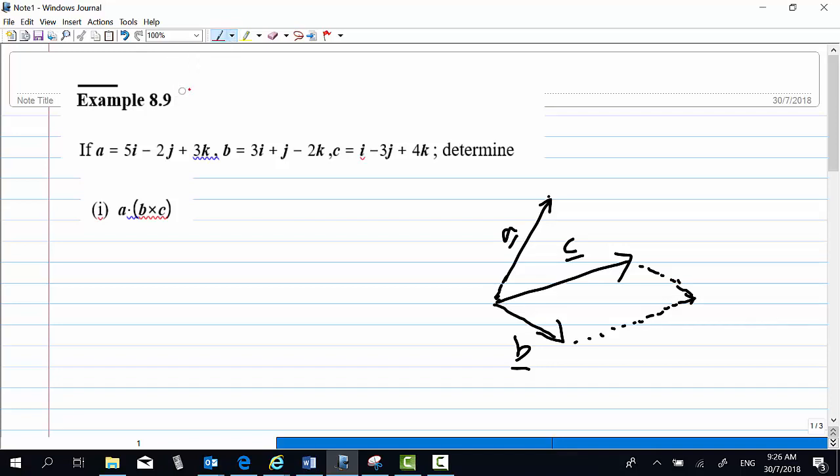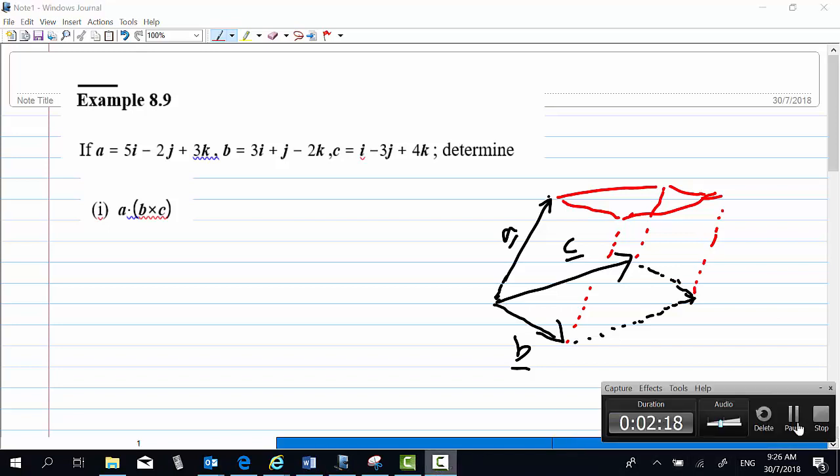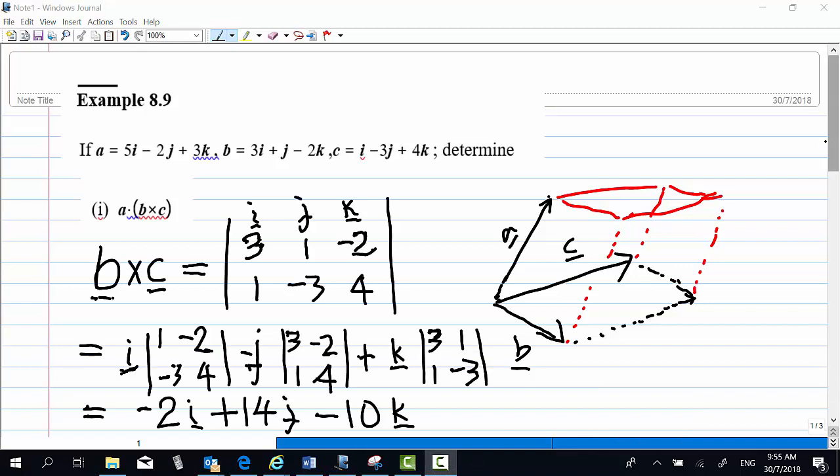I've used color to show you the lines. And so this joins together to form a parallelepiped. And the volume of this parallelepiped is the magnitude of A dot B cross C. Let's try to calculate by hand.